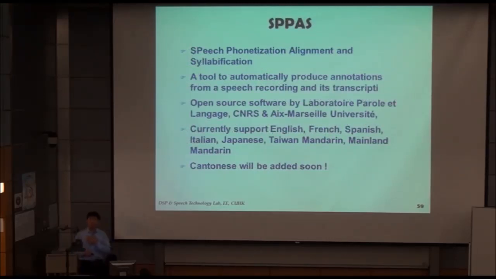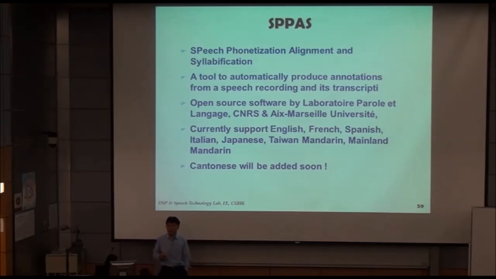I think there are some linguistics researchers or students here. You may have heard about SPPAS. It's a very useful and user-friendly tool for automatic alignment and segmentation. It's developed by CNRS in France. Currently it supports English, French, Spanish, and I think this one is not Taiwan Mandarin, it should be Minnan. Eight or nine languages. And we are now working with them. We will add Cantonese.